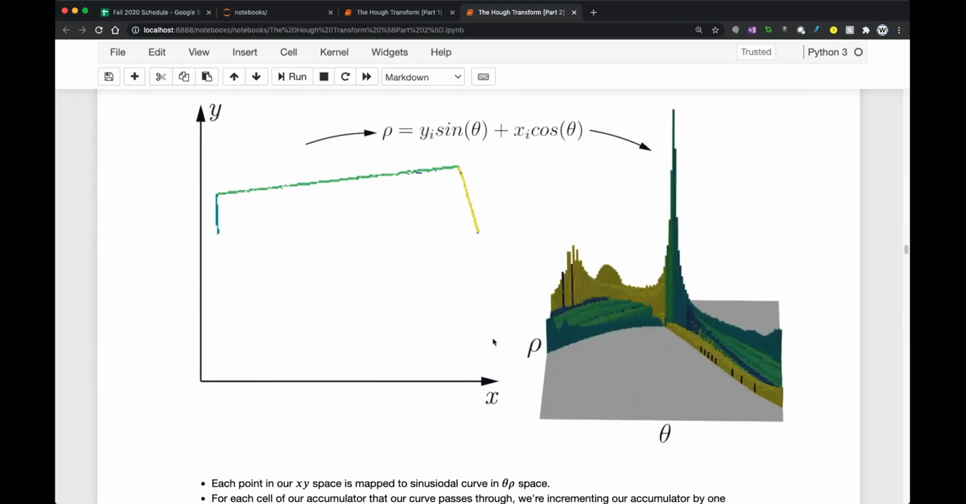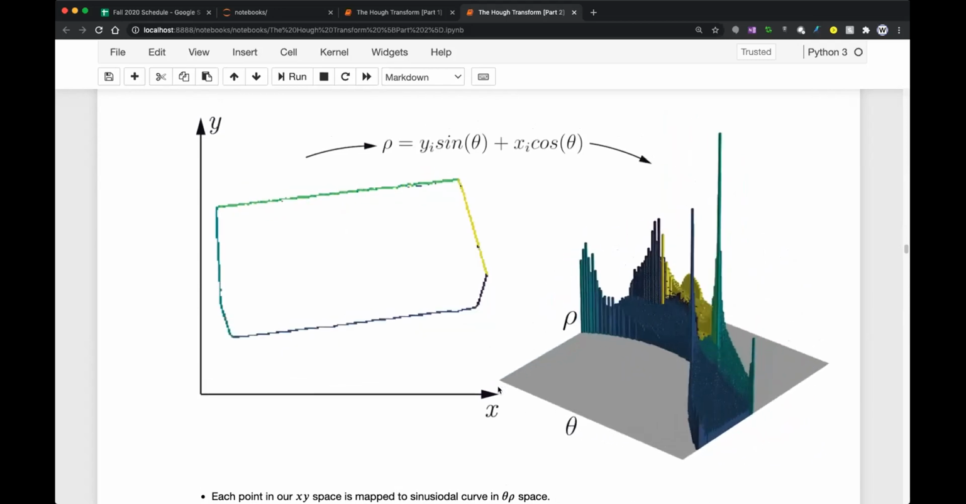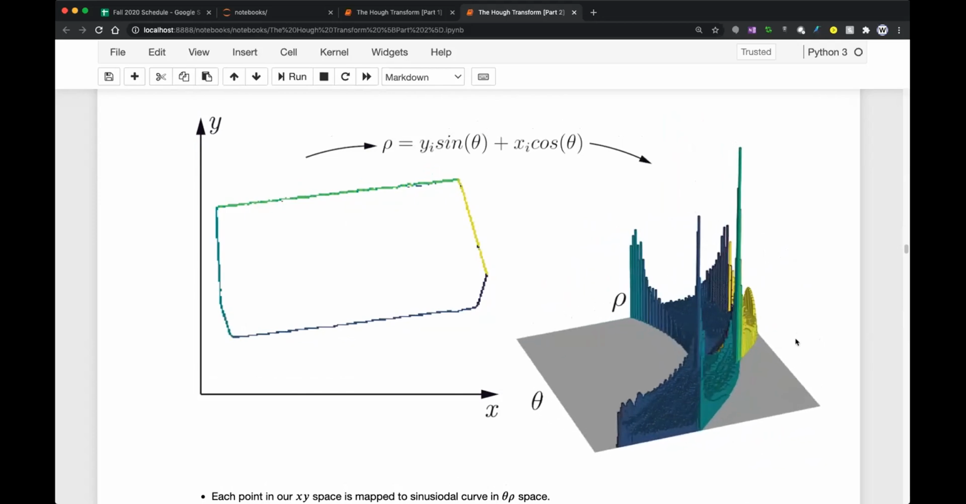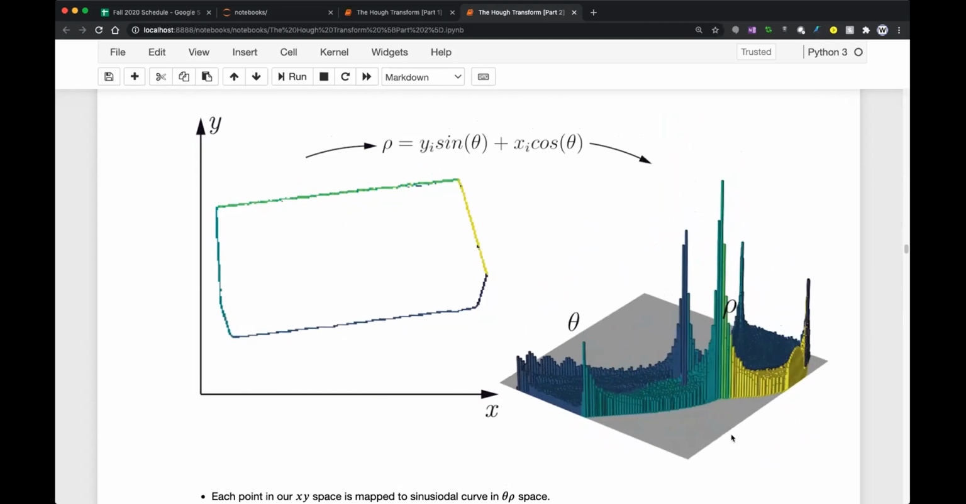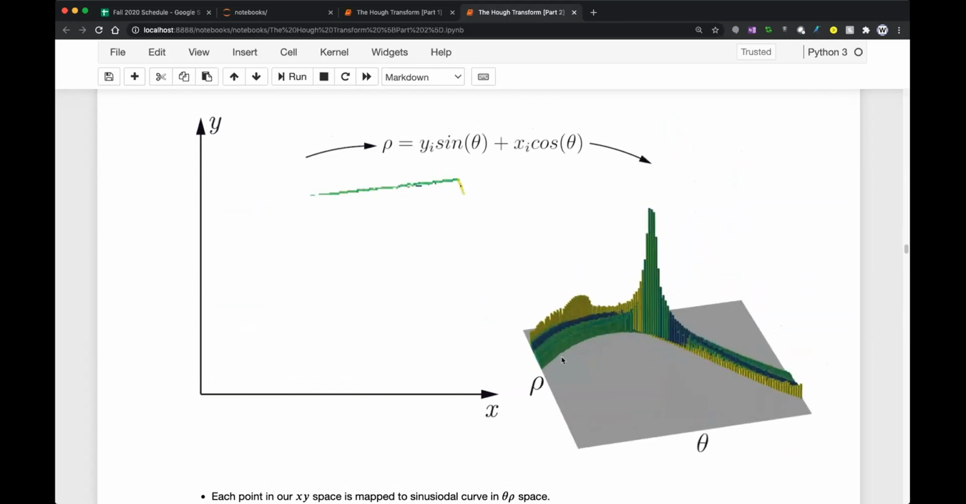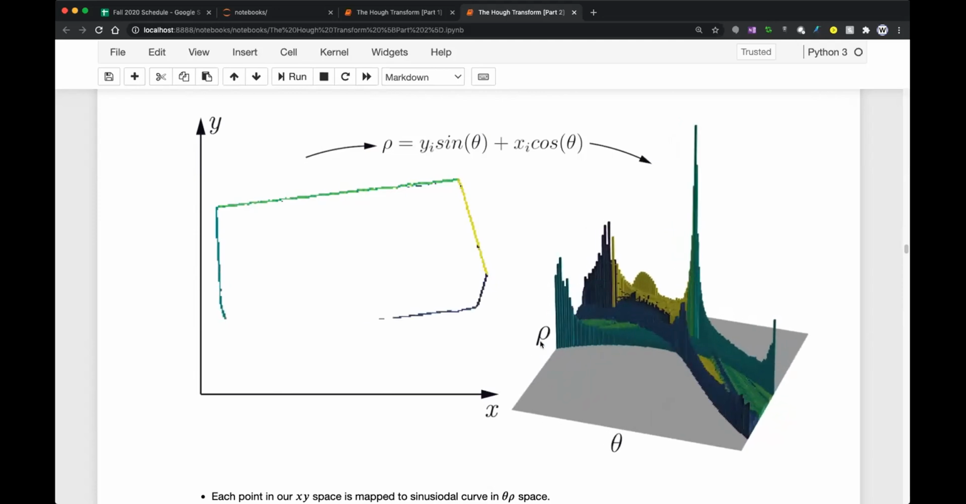Okay. Oh, and just one more thing. This is often called the accumulator. I've been using the word vote. This accumulates all the votes. We're going to represent this in a matrix, and we're going to add 1 every time a line goes through a cell. And this is often called the Hough accumulator.